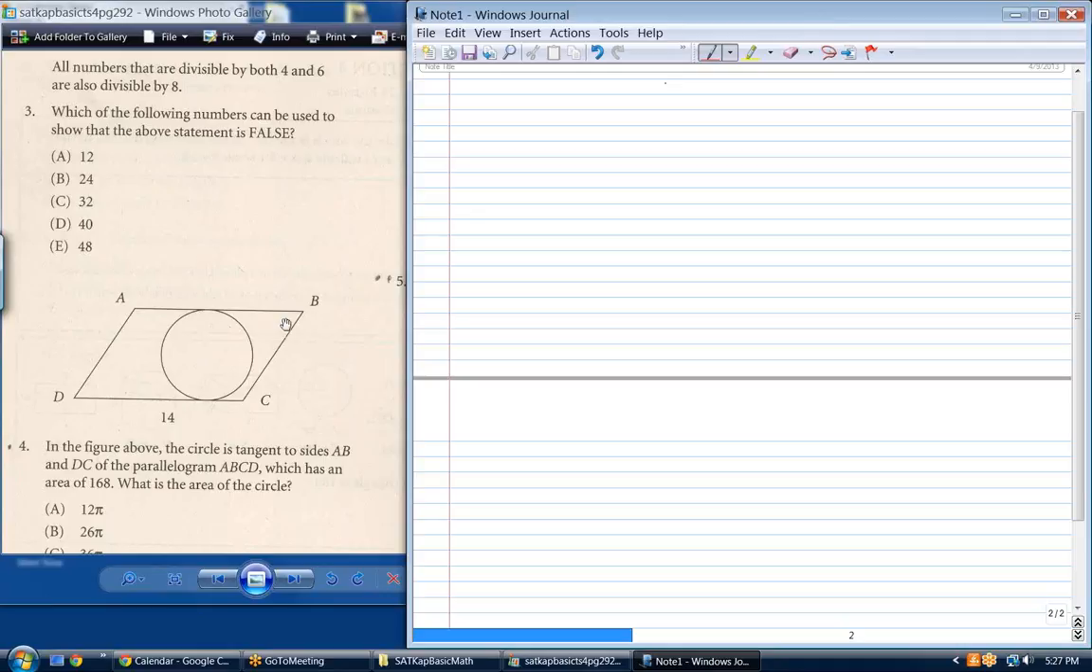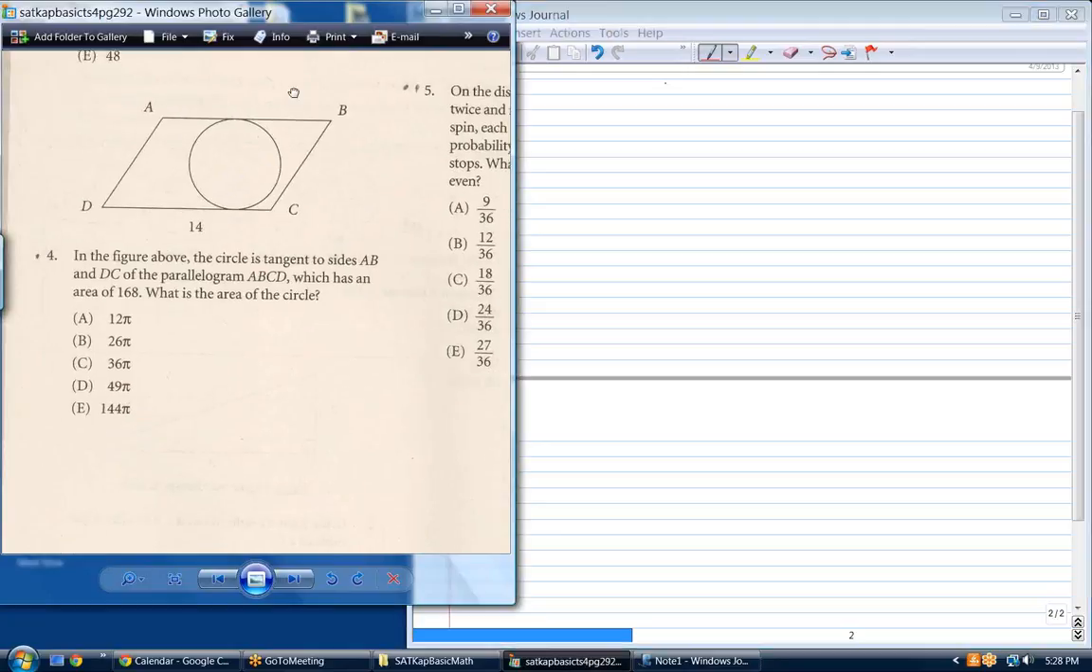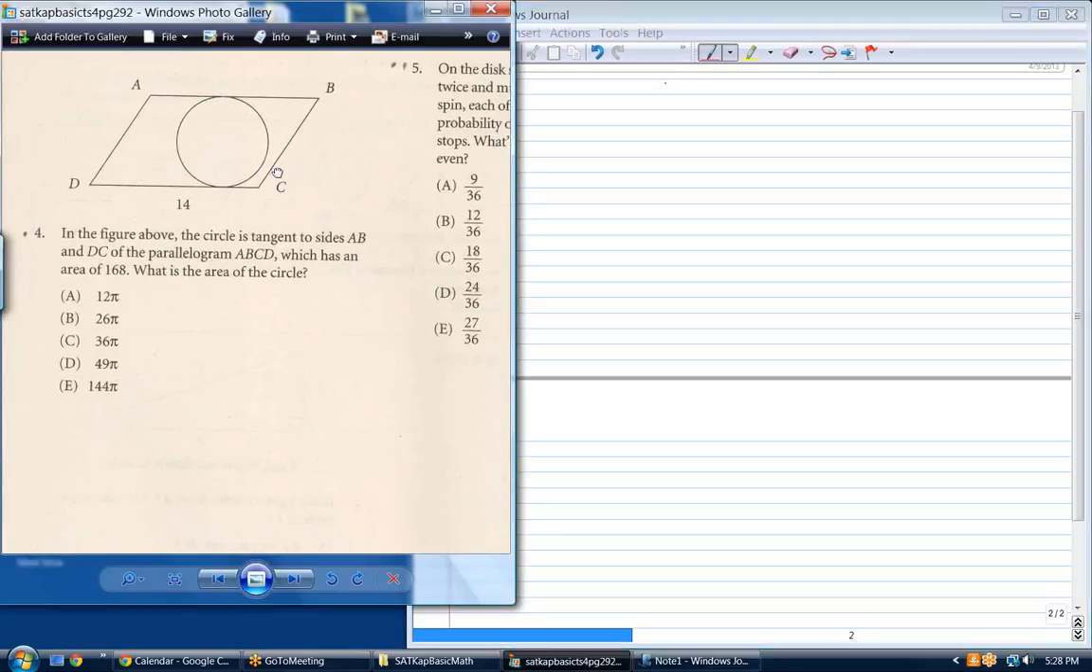Okay, so we can't just get a number that shows the divisibility between 6 and 8, because it also has to be divisible by 4 to prove it. We need a number that's divisible by both 4 and 6, but not divisible by 8. That's what we're looking for. Right, and that would disprove that statement.